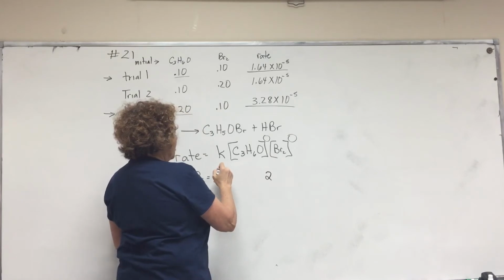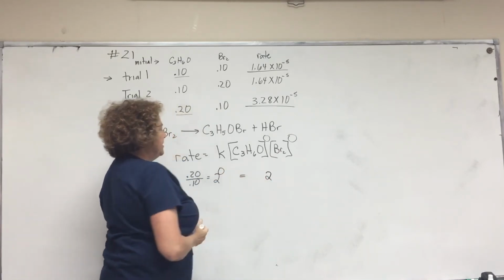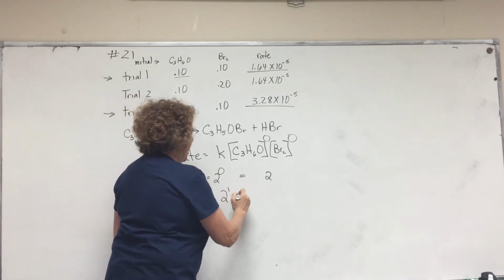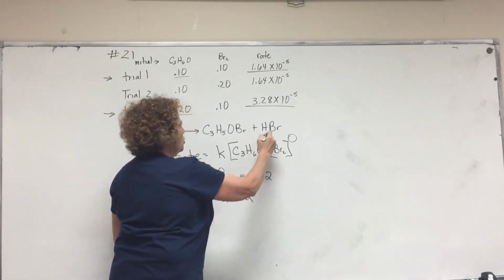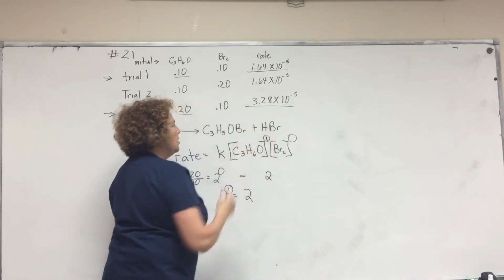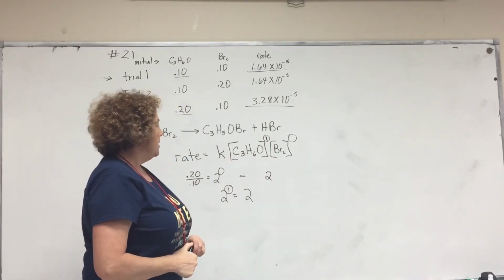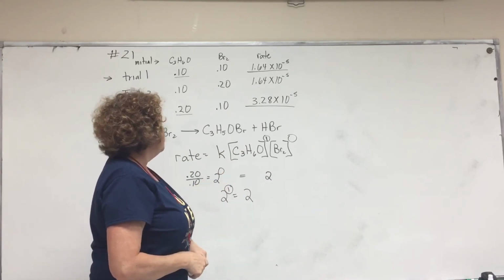So what power of 2 makes it that? So it would be 2 to the first power equals 2. So 1 is going to be our rate order for that first thing. So the rate order is the exponent.